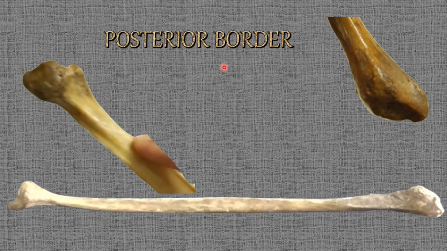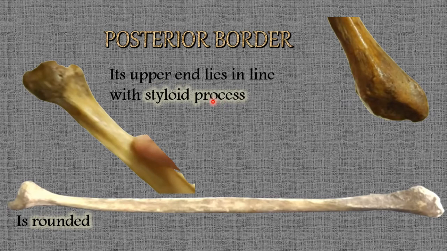Now this is the posterior aspect of an initial part. So this is the styloid process, starting from the styloid process or in line of the styloid process. This is the upper part of the posterior border, this is the upper part of the anterior border, and it is rounded. As you can see, this is rounded, not sharp in its upper part. Its upper end lies in the line of the styloid process. This is the upper end which lines with the line of the styloid process.